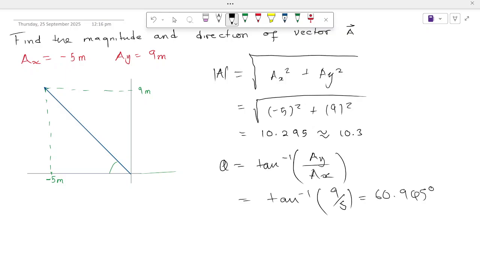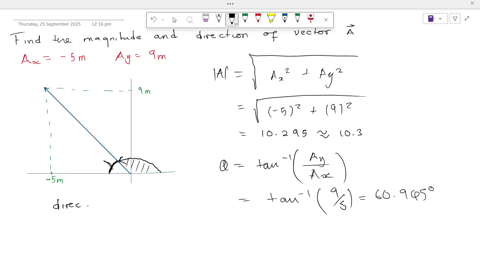Now, what you need to keep in mind is that this value that we've calculated is measured from the negative x-axis. Since our x value was negative, the angle that we just calculated is the angle that is here. Okay, so now if we were to get the direction from the positive x-axis, we have to get this other part.